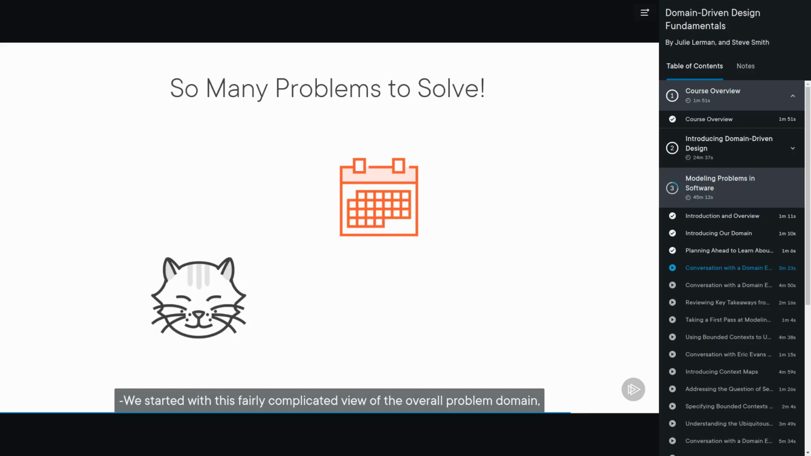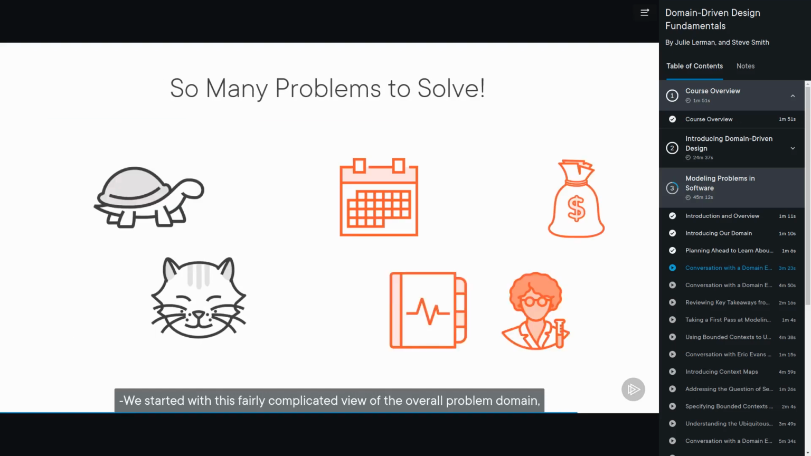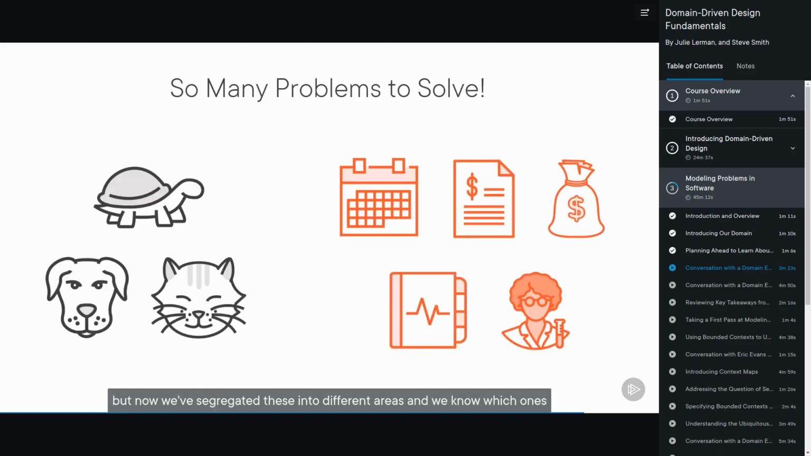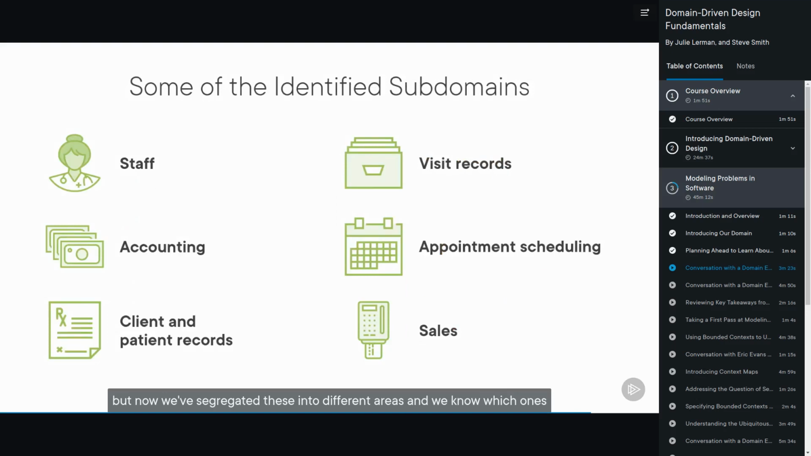We started with this fairly complicated view of the overall problem domain, but now we've segregated these into different areas, and we know which ones we need to focus on right now and which ones we can treat as external collaborators. Determining where we can safely draw the line between what problem our immediate application needs to solve and what is outside of its area is certainly helpful. It's also important that this be well understood and communicated among everyone involved in the project.